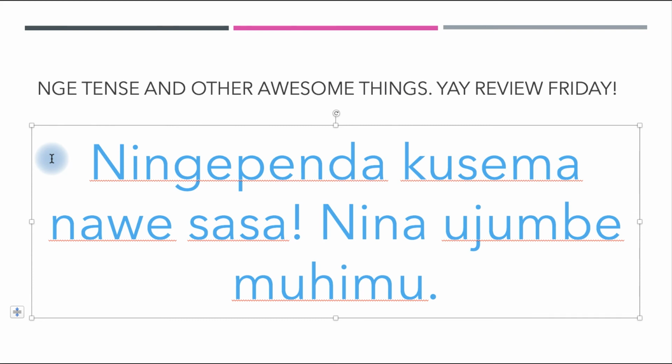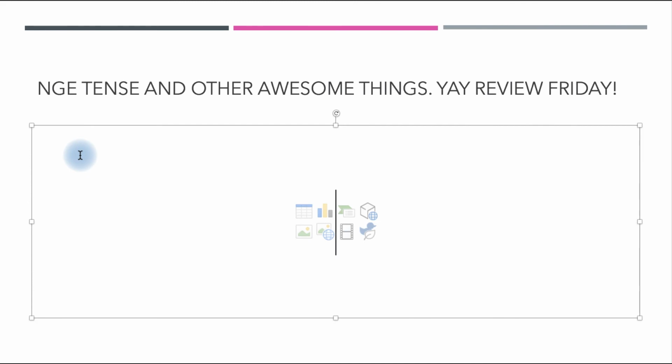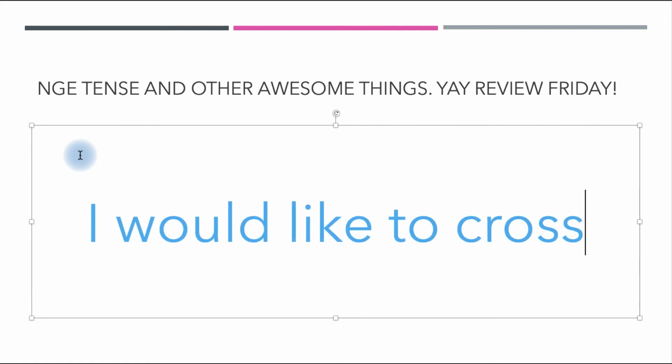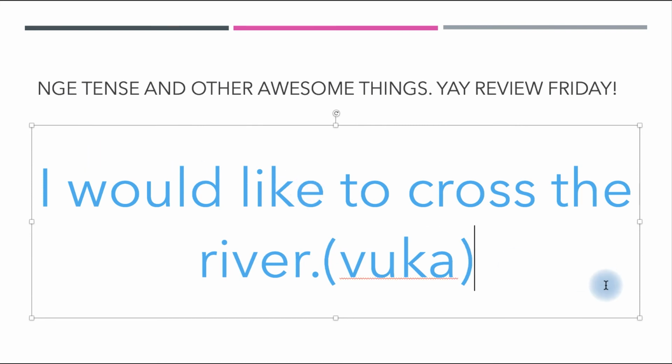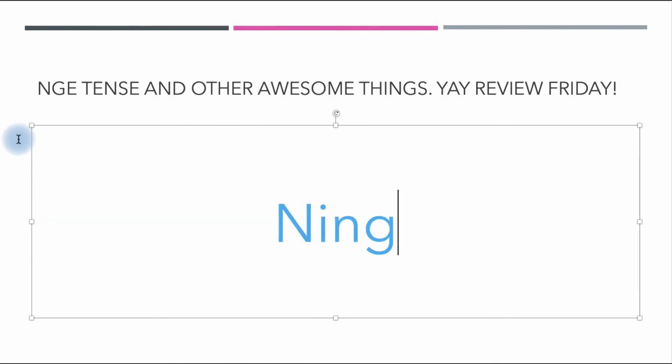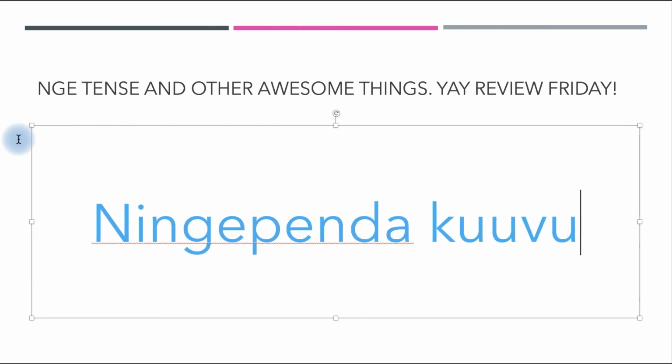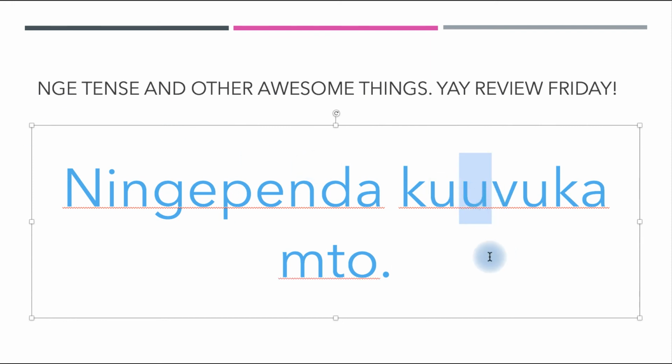All right. Since this is a review, and on Monday, Grammar Monday, we worked with object infixes for the m class, let us go over that and see how those would look in a sentence. How would you say, I would like to cross the river? If you have forgotten, the word for cross is vuka. You would say, ningependa kuuvuka mto. So this u here is the object infix for mto.